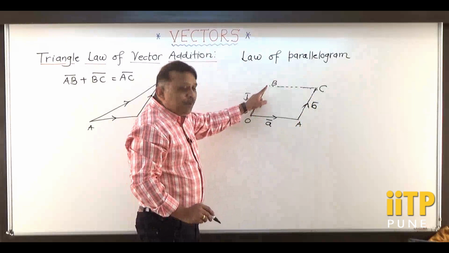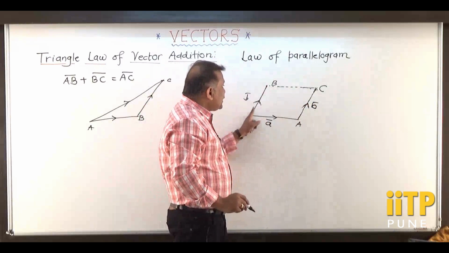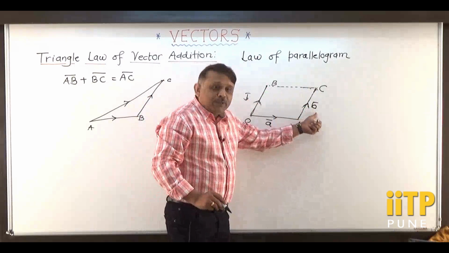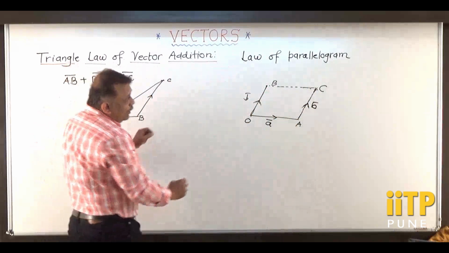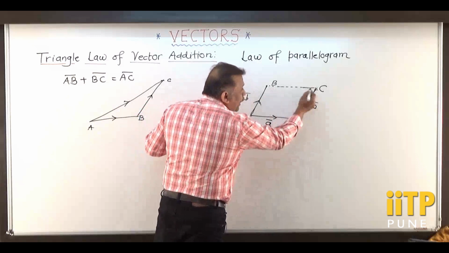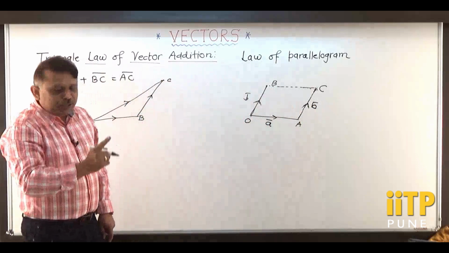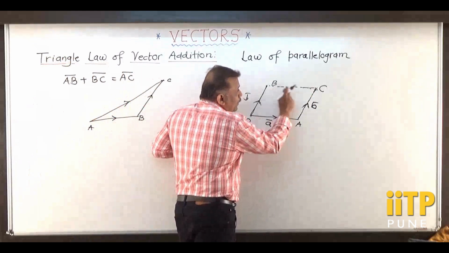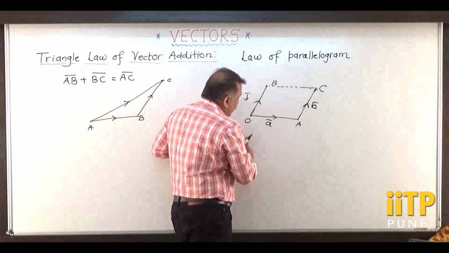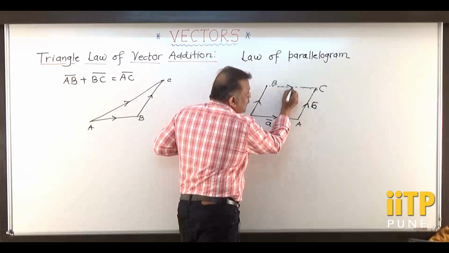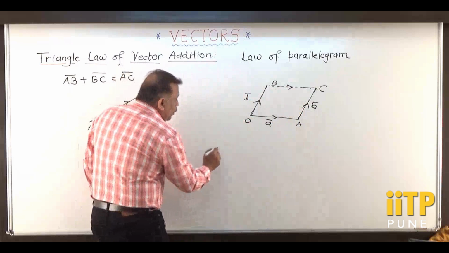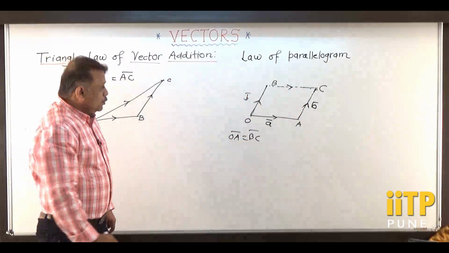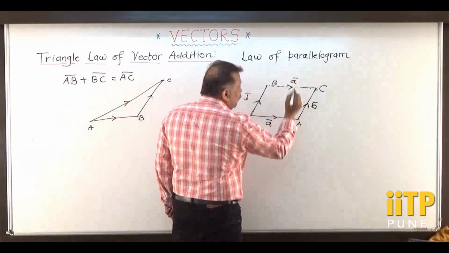Therefore, as OB bar is the same as AC bar and represented by B bar, this has to be B bar. Again, this side OA is parallel to the side BC, so direction is the same, and because of the property of parallelogram, opposite sides are of equal length. So OA equals BC. So OA bar I can write as BC bar. So this is A bar, therefore this is also A bar.